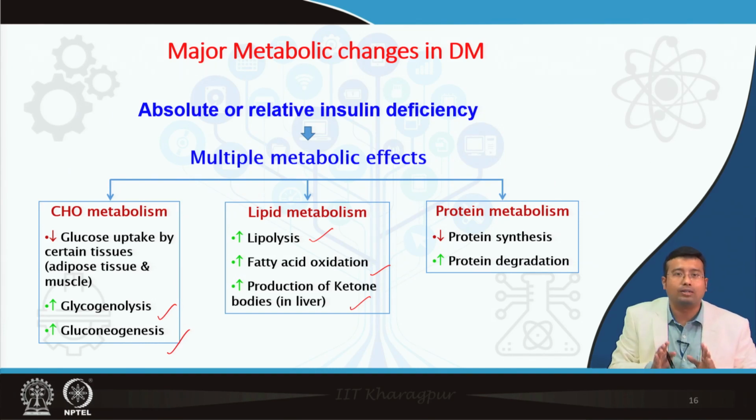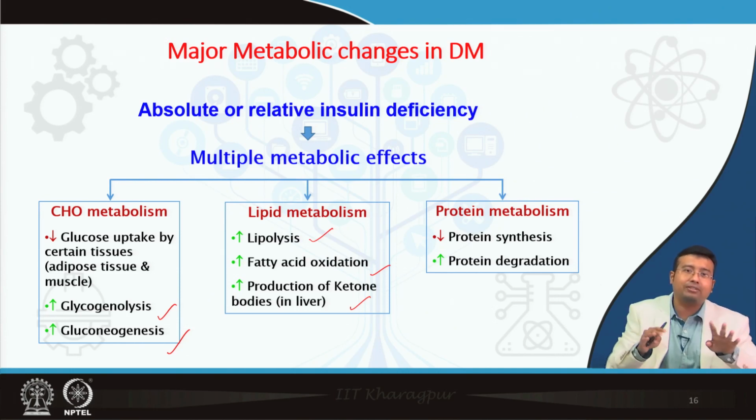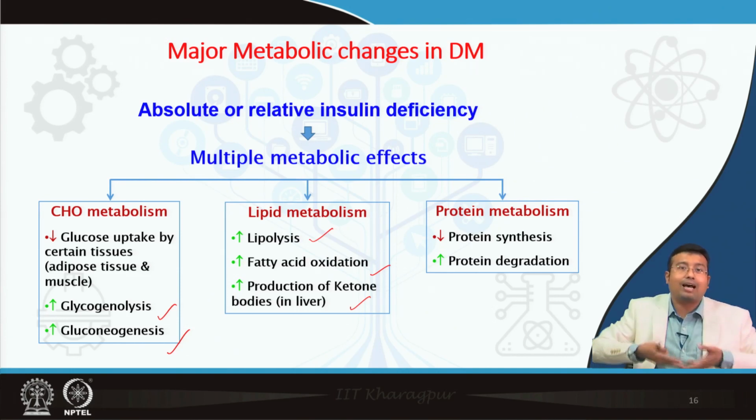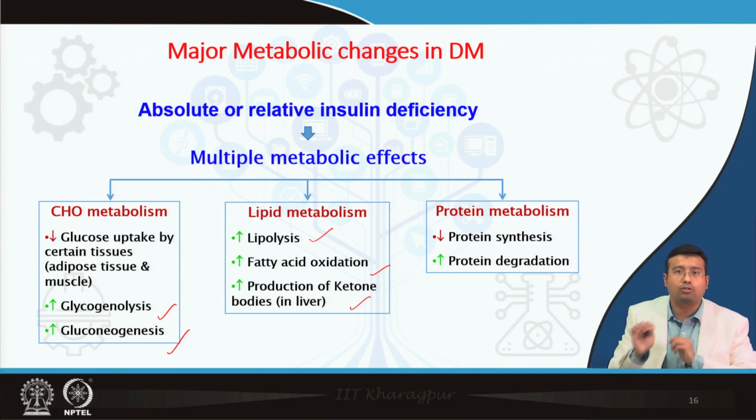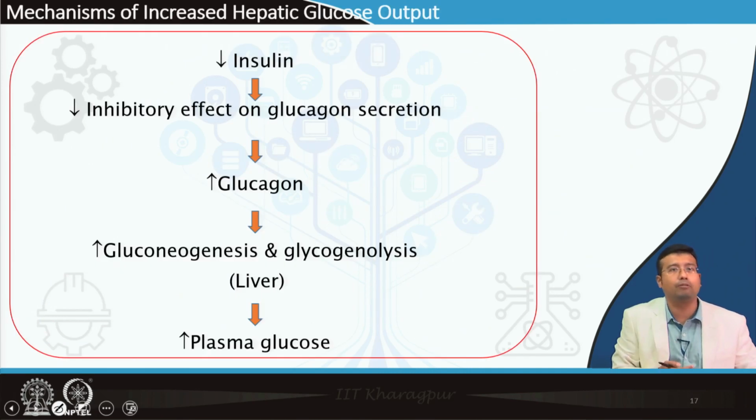Insulin is an anabolic hormone; it helps in all the metabolic pathways that are anabolic. So when it is deficient, all the catabolic processes are upregulated by the counter-regulatory hormone, that is glucagon. The same happens in protein metabolism: decreased protein synthesis and increased protein degradation. So once you understand the concept, everything will become very clear.